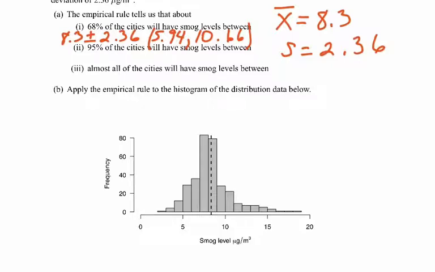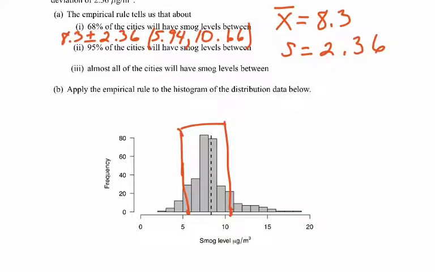That means that 68% of the cities in this sample should lie somewhere between those two pollution levels. So 5.94 maybe is about right here, and 10.66 maybe about right here. And so 68% of our data is going to lie between those two numbers.